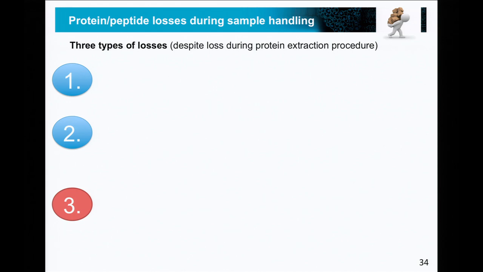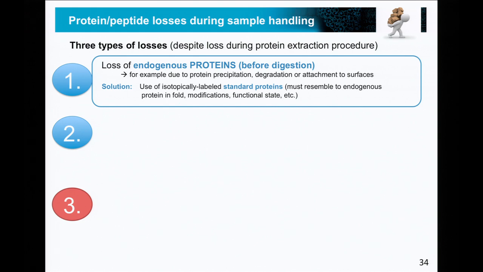The first type of loss can happen before you actually digest, so when you're still on protein level. For example, due to protein precipitation, or they just degrade in your lysis buffer, or they attach again to surfaces. And the solution to this type of problem is to work with standard proteins. So if directly after cell lysis you manage to add a standard protein that reflects your native protein, then you can assume that you can account for these losses.